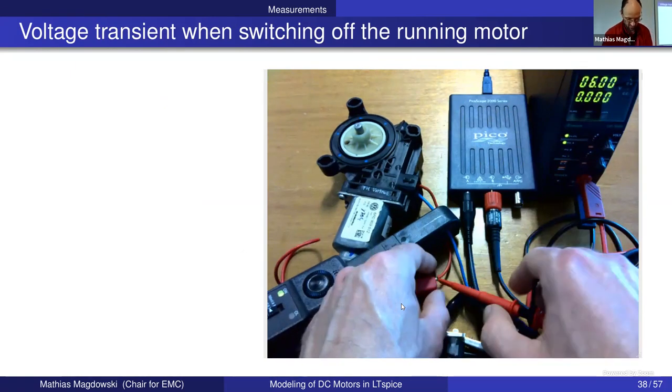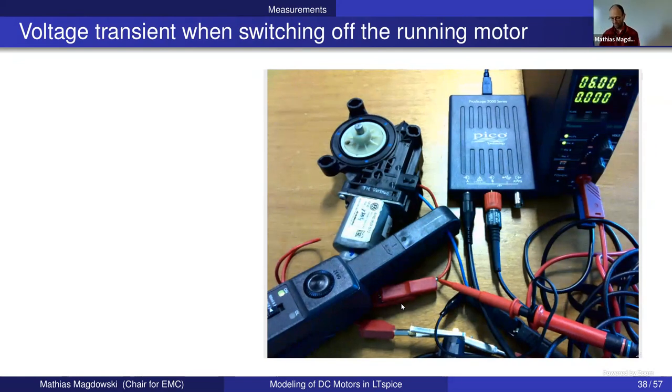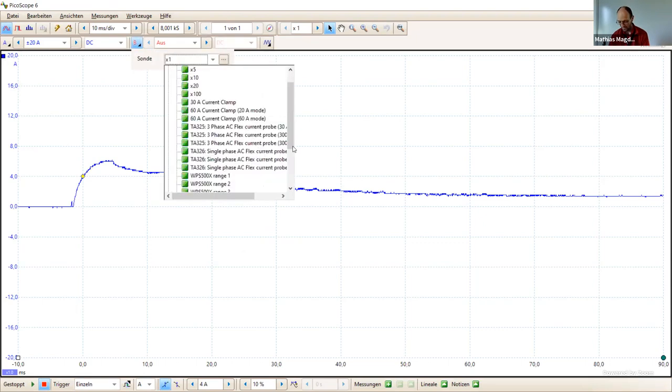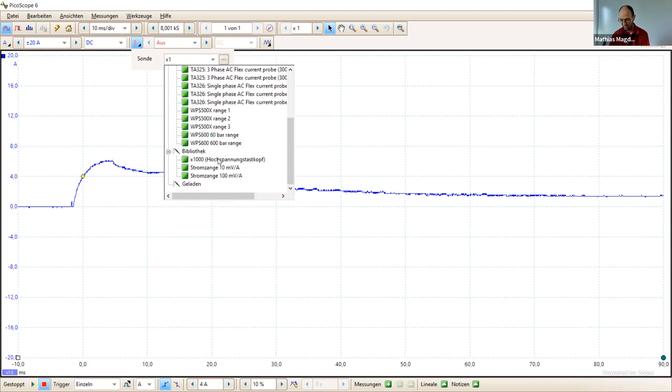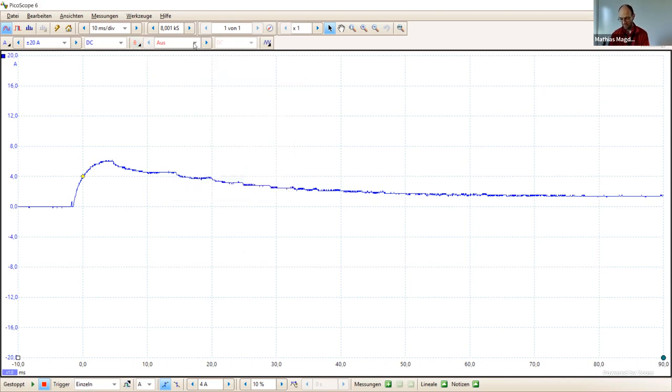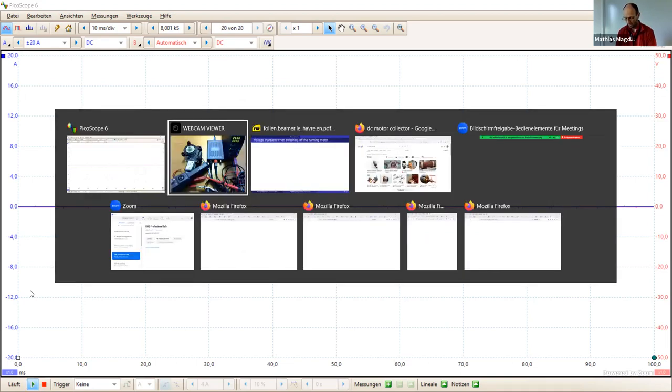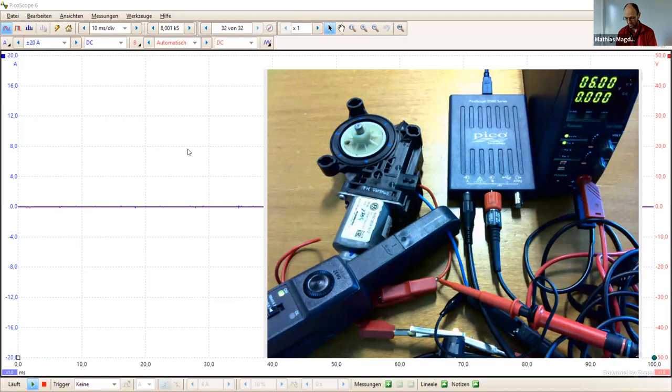Let's see if it works. Okay, this looks quite good. And so now this is connected to channel B of my oscilloscope. So now I can use channel B, and I will say this channel B is here my high voltage probe with a factor of 1000. And switch it on and use it in this automatic mode. And maybe just let it run. So at the moment, the motor is not switched on. Nothing is happening. I'm just measuring noise.